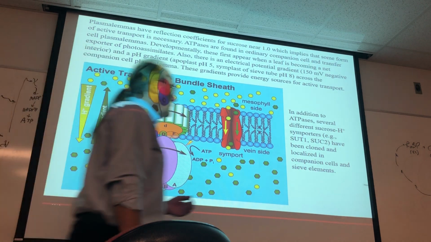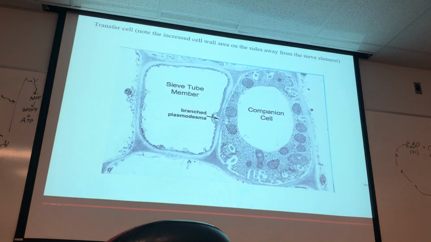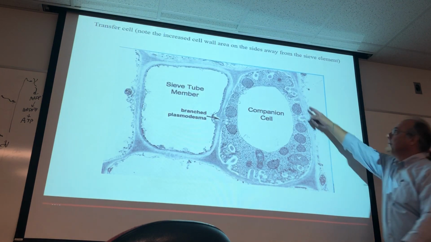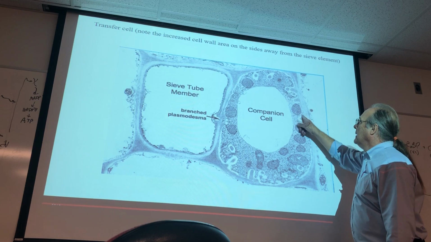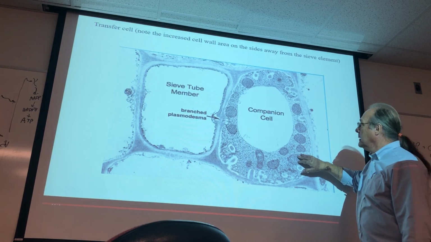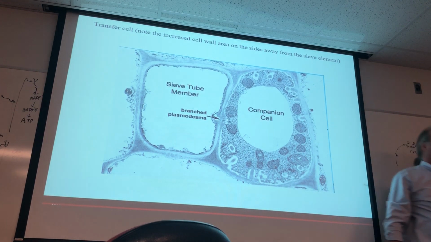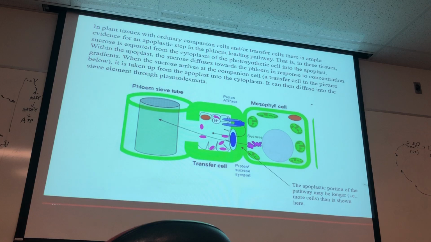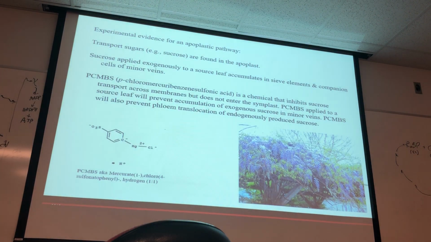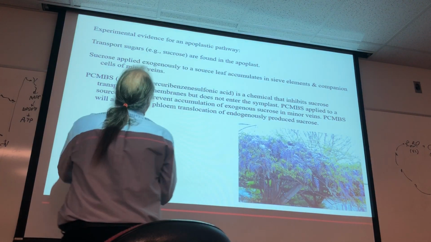And that's why, if there is the apoplastic step, these ingrowths in the cell wall provide a lot more space for that kind of activity to happen on, because there's more membrane there. So it's consistent with the anatomy too. Evidence for apoplastic pathway.